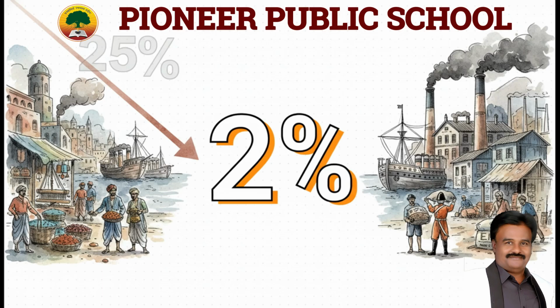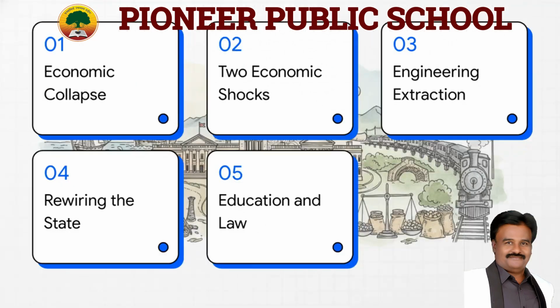of this decline. To objectively unpack this historical puzzle, here's our roadmap. We'll start with the Great Economic Collapse, then look at the two shocks of deindustrialization, explore engineering the extraction, witness the rewiring of the state, and finally, we'll wrap up with education and the law.